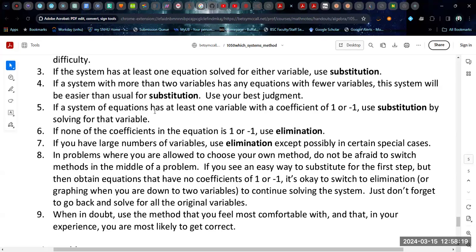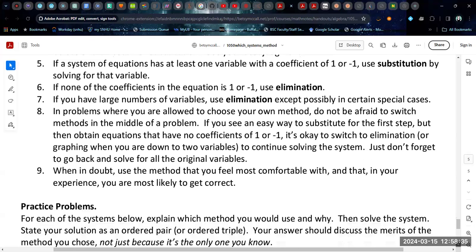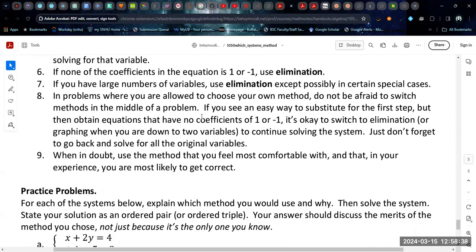If a system of equations has at least one variable with a coefficient of 1 or -1, substitution will be good by solving for that variable that has that coefficient. If none of the coefficients in the equations is 1 or -1, use elimination. If you have large numbers of variables, use elimination, except possibly for certain special cases. So as noted above, if you have a system with 3 variables, but one of the equations is just x equals 2, then you can use substitution to simplify the problem and then reassess.